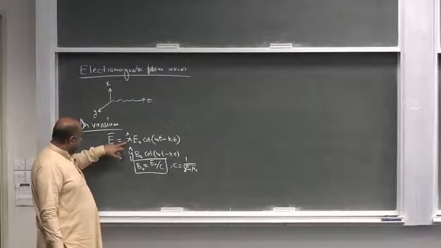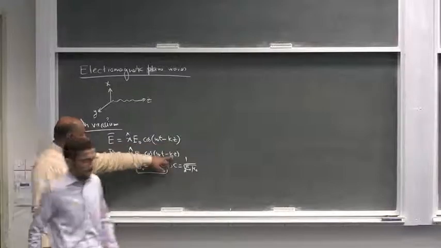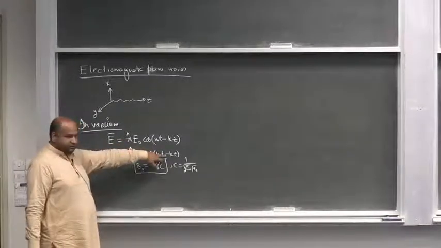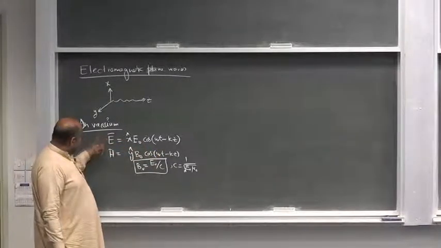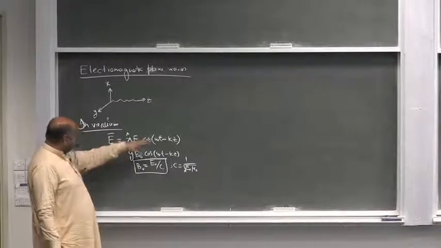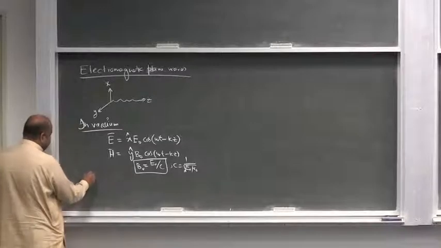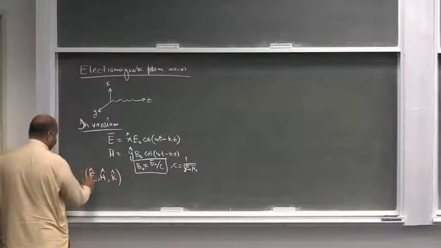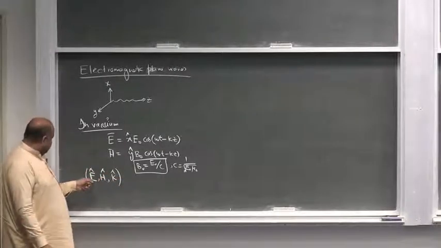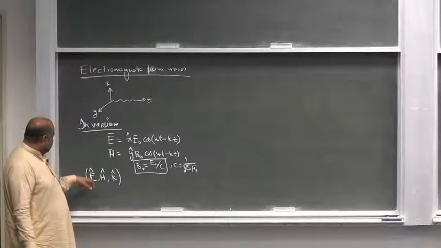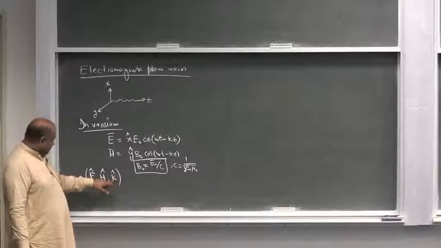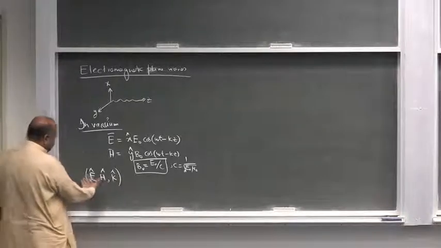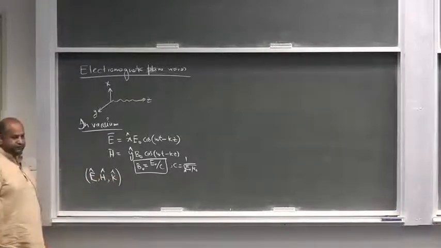So the electric field is perpendicular to the magnetic field and is perpendicular to the direction of propagation z. Similarly, the magnetic field is perpendicular to the electric field and the direction of propagation. And the arrangement is such that E, H and K form a right-hand system. The direction of E, direction of H and direction of K is a right-handed triad. That is, if this is, let's say, x-axis, this is y and then this is z, and so on. So you curl your fingers from E to H, your thumb should point in the direction of K.